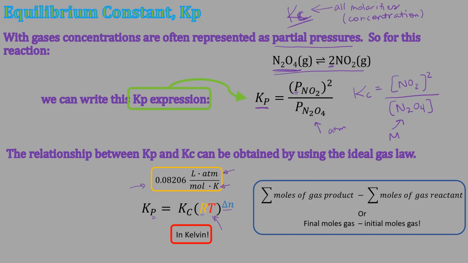And then delta n is always moles. Since we're talking about moles of a gas here, it's moles of gas product minus moles of gas reactant. So it's the change in the moles of gas only. Final moles of gas minus initial moles of gas.